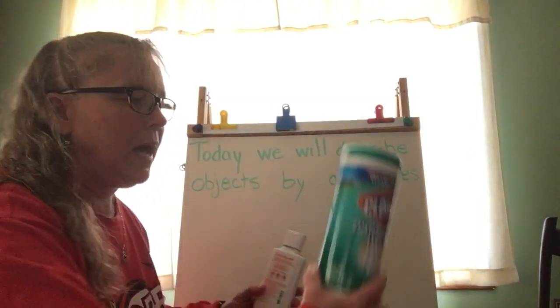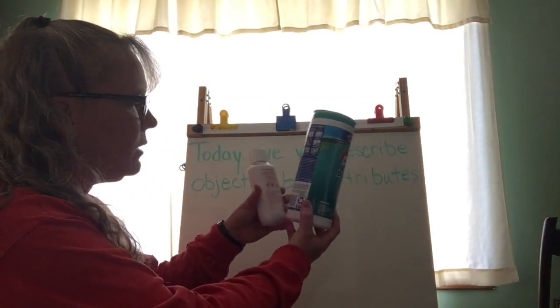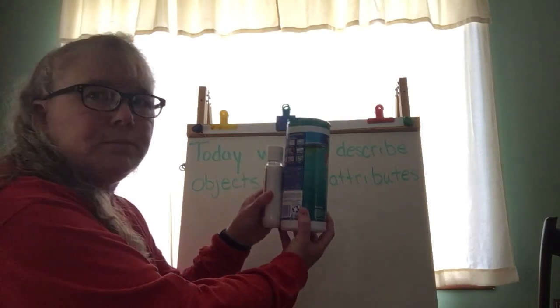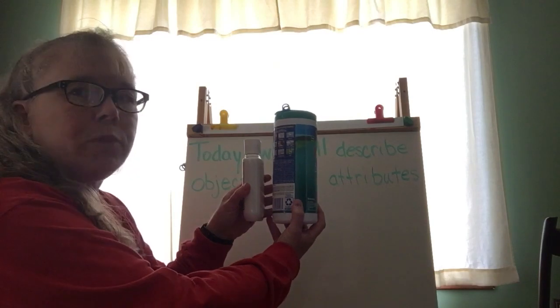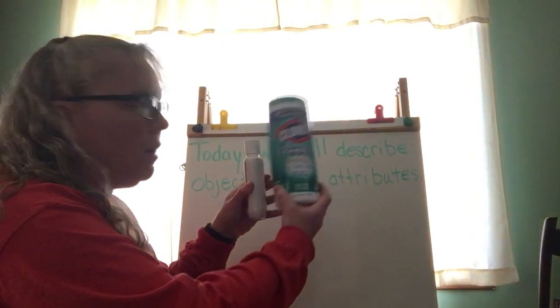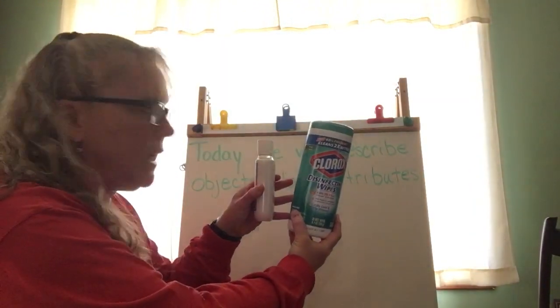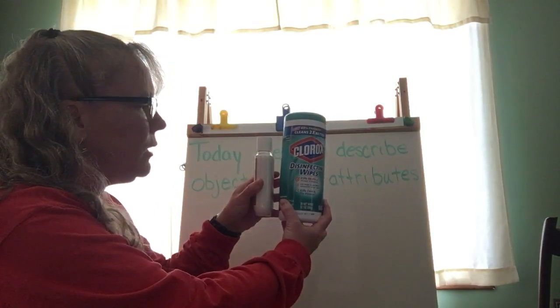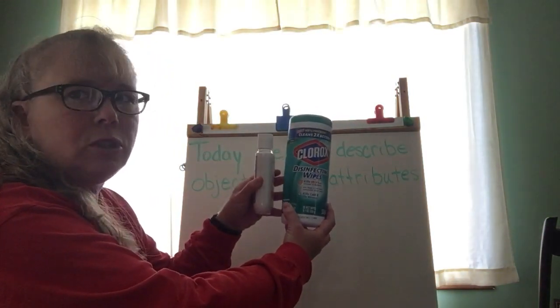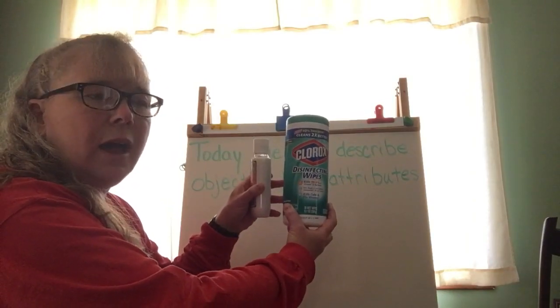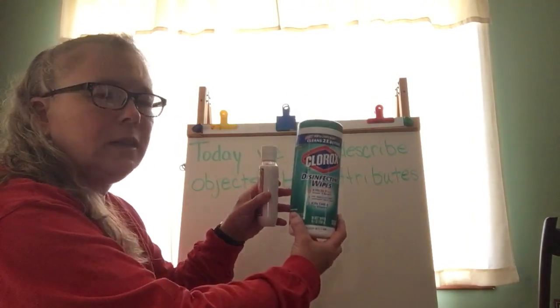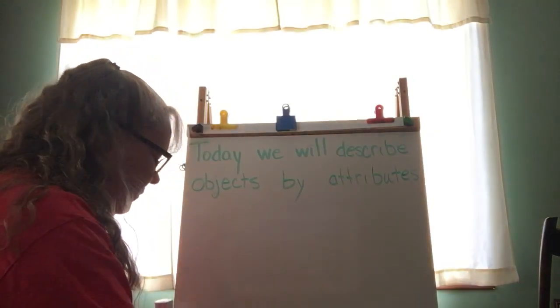So Ms. Thompson has a Clorox bottle and some lotion. What could we say about those two things? We could say the height of the Clorox container is taller than the height of the lotion container. We could also say the lotion container's height is shorter than the Clorox container.